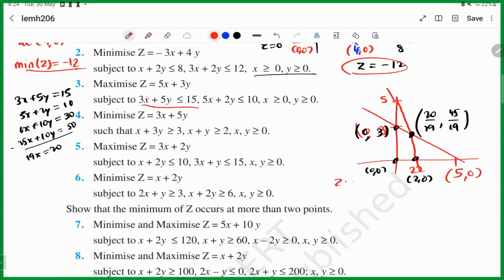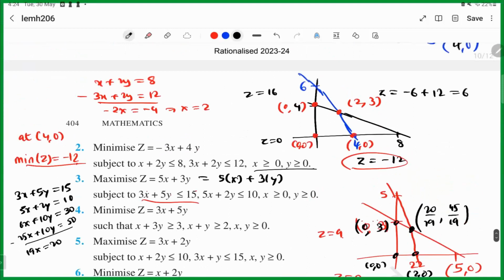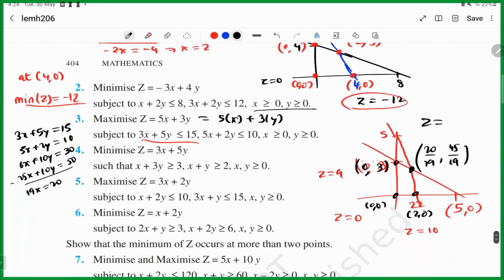Z clearly here is 0. Z clearly here is 10. Z clearly here is 9. Note that I'm just putting x and y into this Z. I'm not doing anything complicated. Just 5 into whatever x is plus 3 into whatever y is. So that's 9. And then plugging in the intersection point, here you just get 235 by 19.